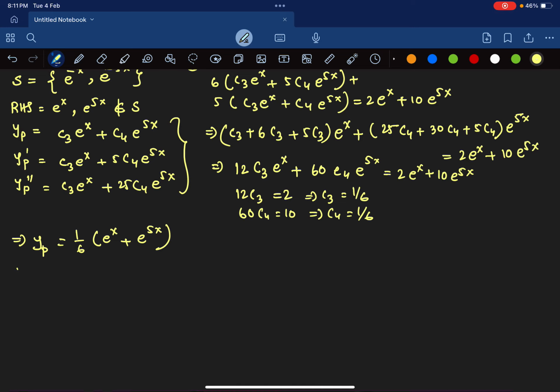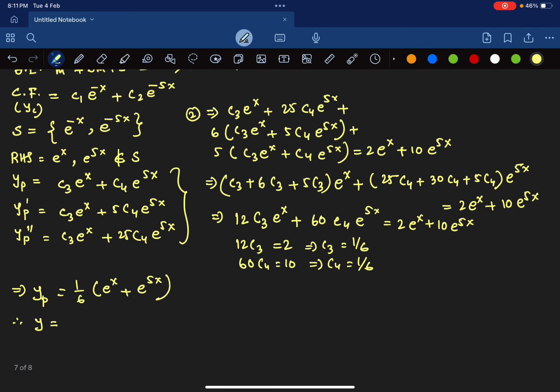All right, so the general solution y is equal to, already what you have, c1 e power minus x plus c2 e power minus 5x plus 1 by 6 e power x plus e power 5x. This is going to be the final solution. This is the final solution.